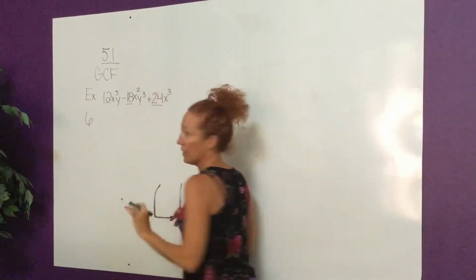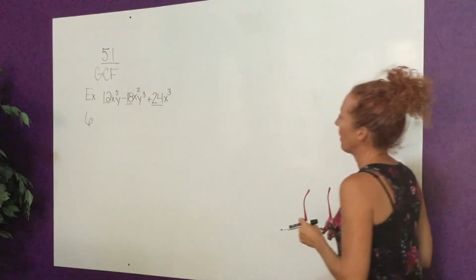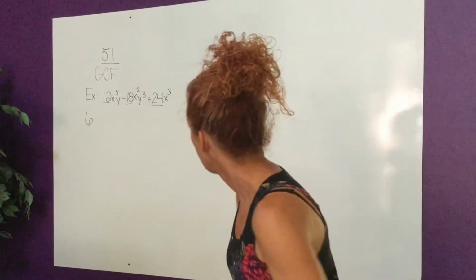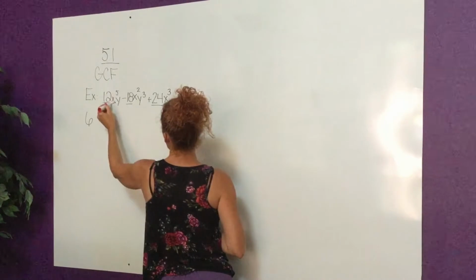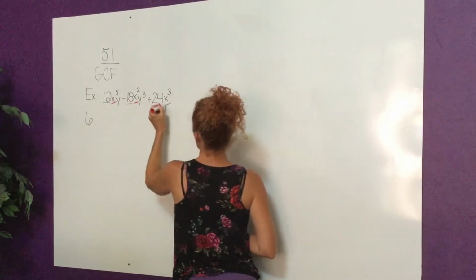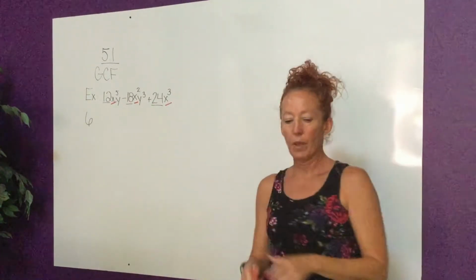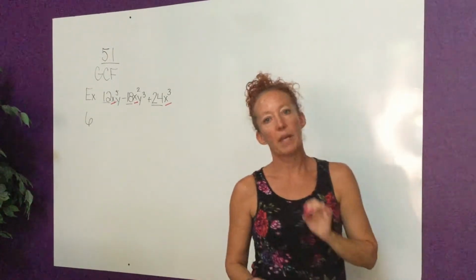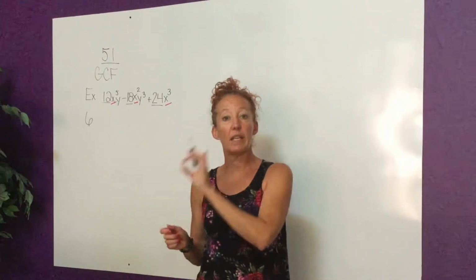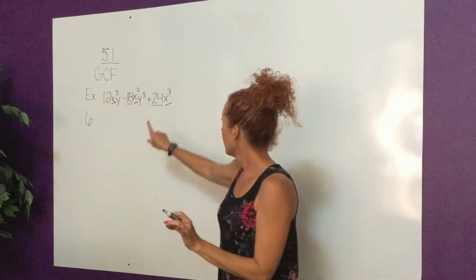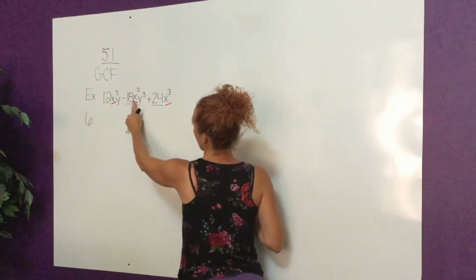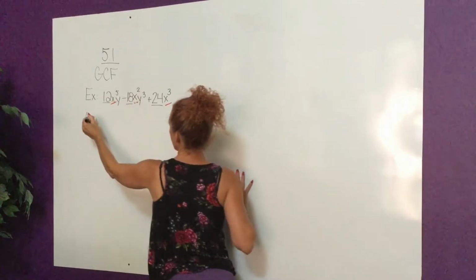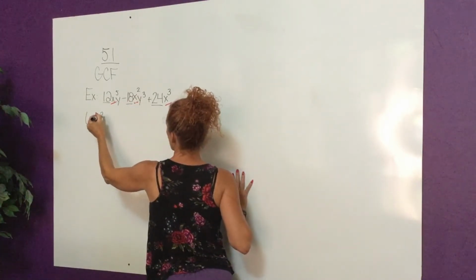Don't write that parenthesis quite yet. And then I'm going to look at my variables. So I'm going to look at the x. I have x to the 5th, x squared, and x to the 3rd. You want to pull out front the smallest exponent because it has to be something that's in all 3 terms. So the most I can bring out front is the smallest one I see. So that would be x squared.